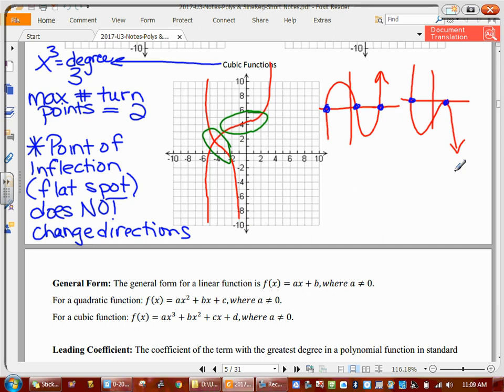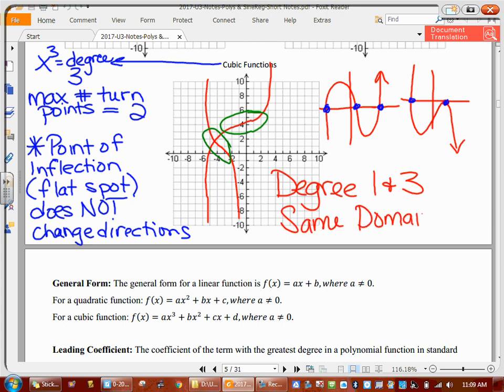Well, because it's a degree 3, we know the domain and range are going to match degree 1. So degree 1 and 3 have the same domain and range. Okay, same domain and range. Now, because of us changing directions more than once, we've got spots on our graph that we now call a relative maximum and a relative minimum because our graph changes directions.